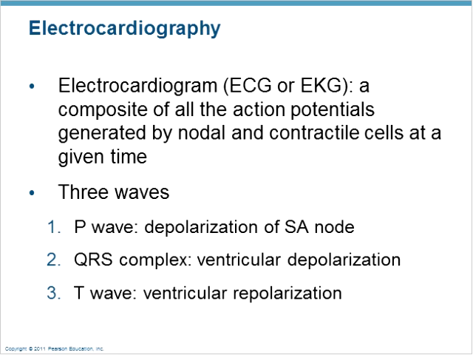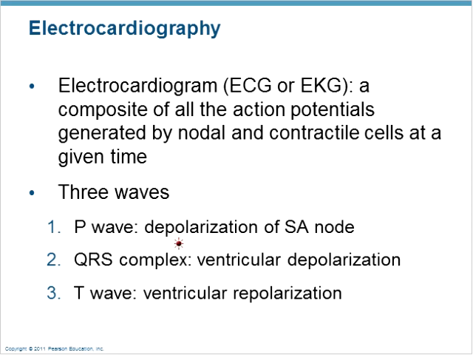We do that by looking at what's called an electrocardiogram. Electrocardiogram would be ECG. Electro means electricity, cardiac means heart, gram means report. But ECG and EEG are very similar, so several decades ago the term EKG came into place, because K was hard to mix up with the E. It's a composite of all the action potentials generated by the nodal and contractile cells at a given time. The heart makes three major waves.